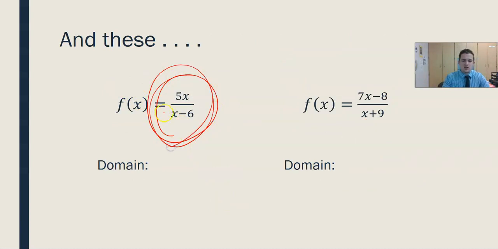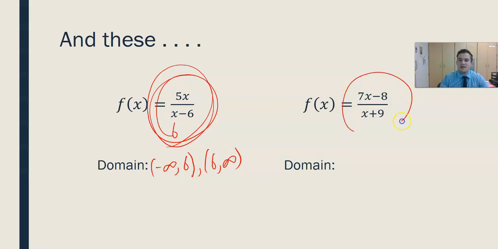So in this situation, when I have a fraction, the denominator cannot be 0. So I cannot put 6 in for x here. So my domain would be from negative infinity to 6, close parentheses, and then from 6 to positive infinity. Remember, these parentheses mean that 6 is not included because I can't include 6, or else it'll make the denominator 0.